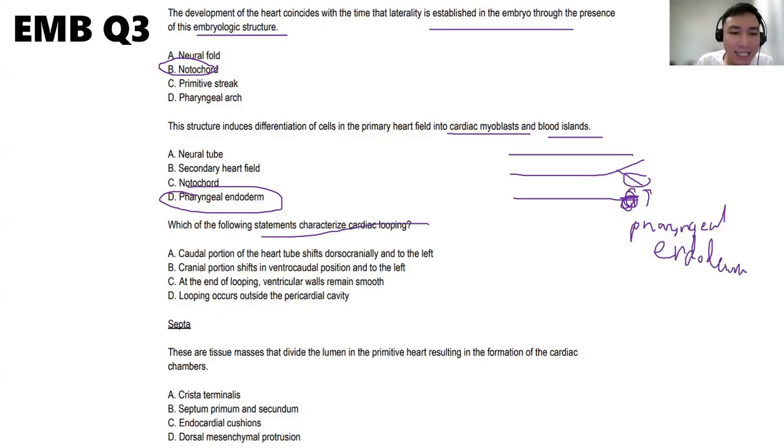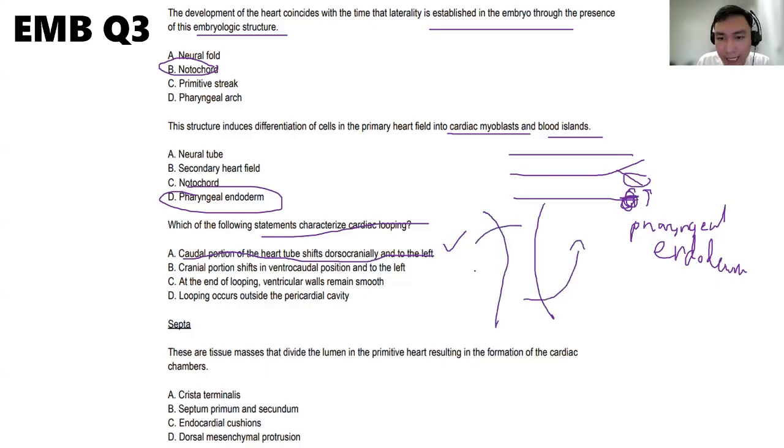Which of the following statements characterize cardiac looping? So yung cardiac looping natin, di ba? Sabi natin, the cranial portion goes anteriorly into the right and yung inferior portion goes posteriorly into the left. So check natin. The caudal portion of the heart tube shifts dorsocranially into the left. So tama. Kasi di ba, ganyan siya. Ito will go here and ito will go here. So caudal portion goes palikod and to the left. So tama. Cranial portion shifts in the ventrocaudal position and to the left, mali. It should be to the right.